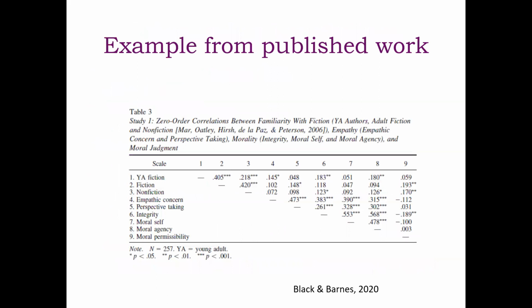All right, moving on. So here's an example of a table from published work. I just want to show you what it would look like if you find it in a journal article. So these are the correlations here, right? We have the scale used to measure different things right here. We have a title. Then we have a note, which we'll talk about later. So one is the number of young adult fiction authors people recognized, fiction authors, nonfiction authors, empathic concern, and so forth. The correlation of something with itself is always 1. So we usually don't put that in the table.